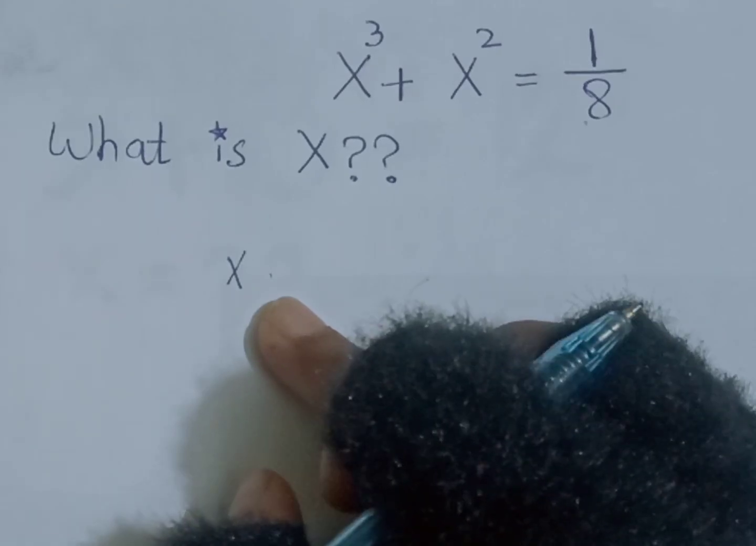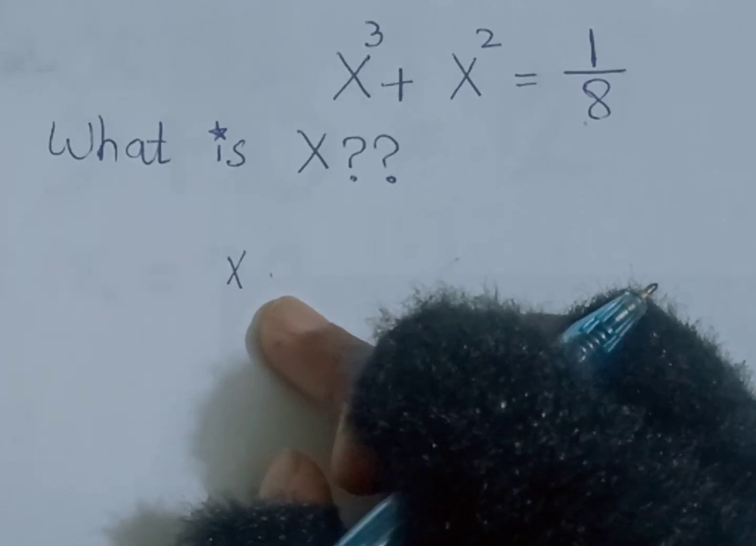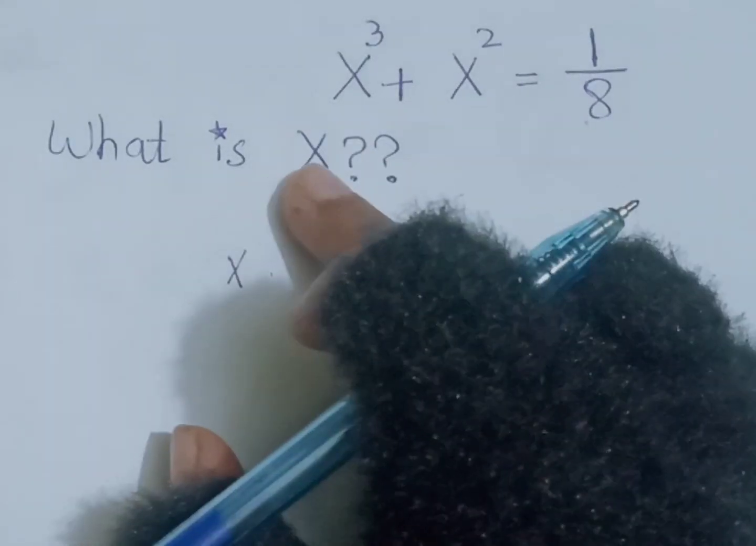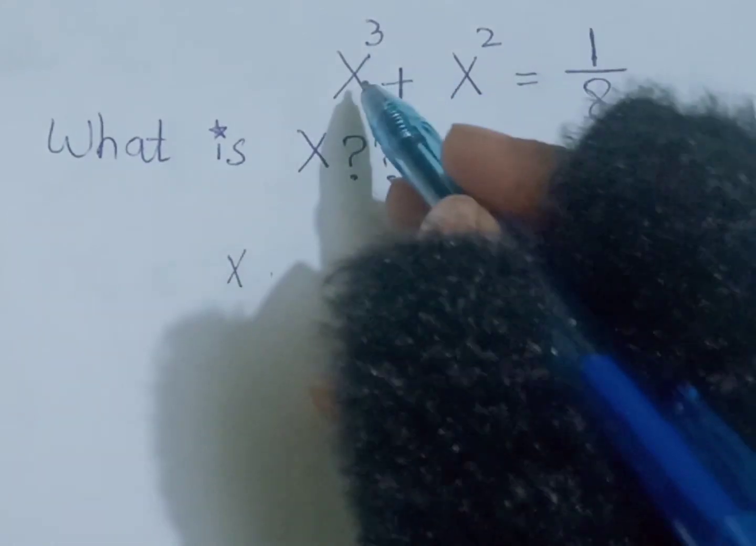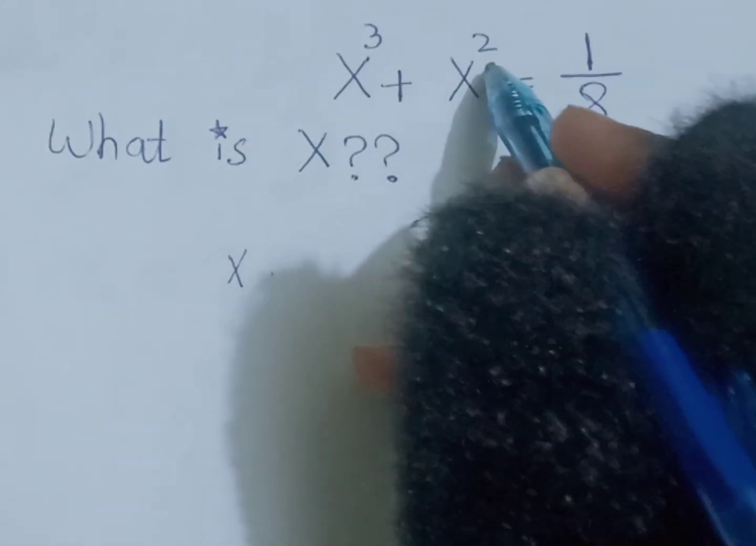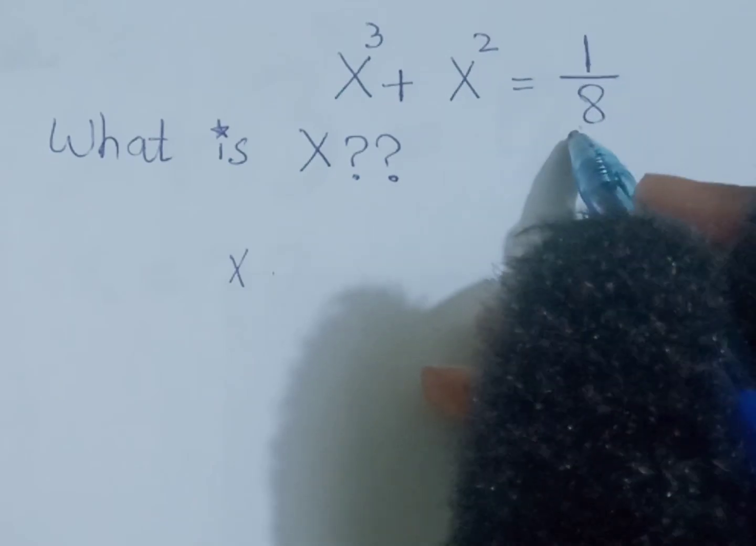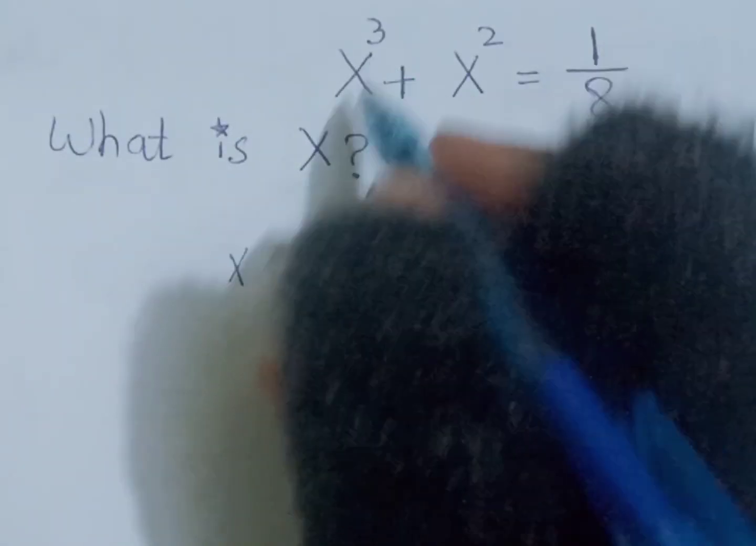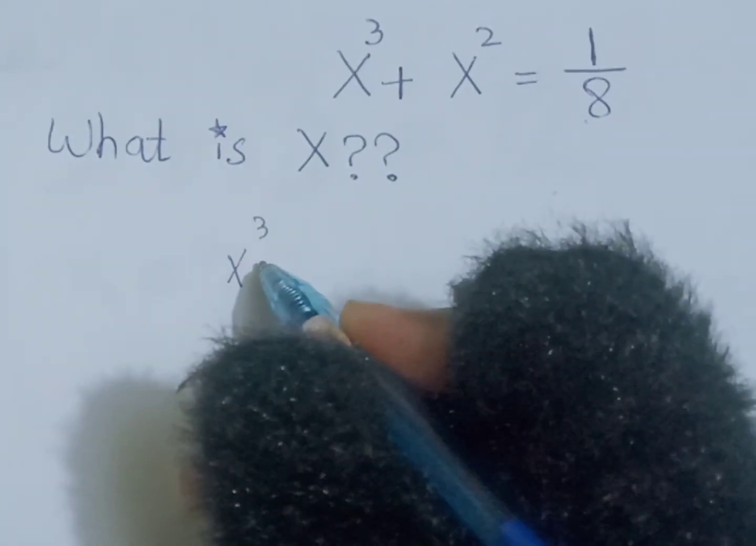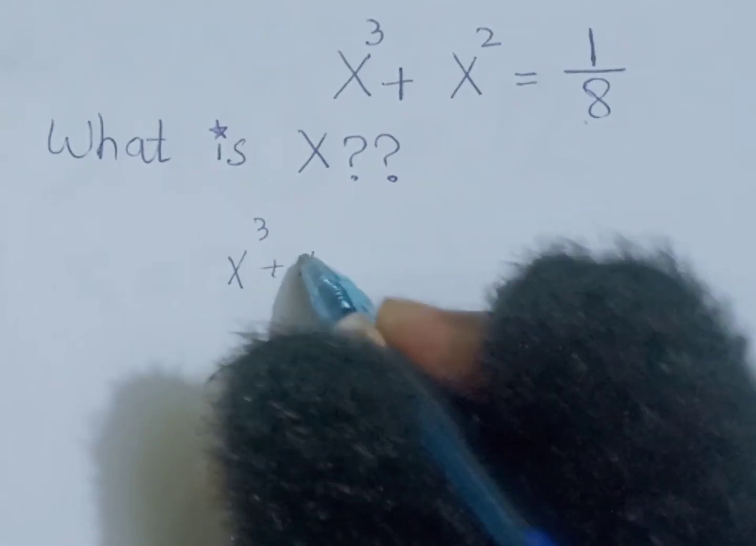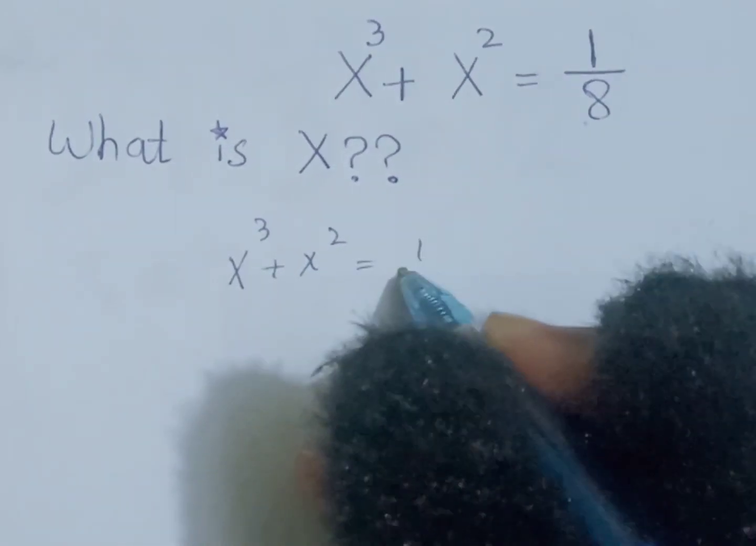Hello, good day everyone. Here is another question where we find the value of x. Our question is x cube plus x square is equal to 1 by 8. So let's start: x cube plus x square is equal to 1 by 8.